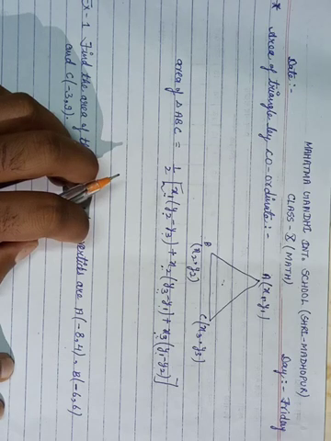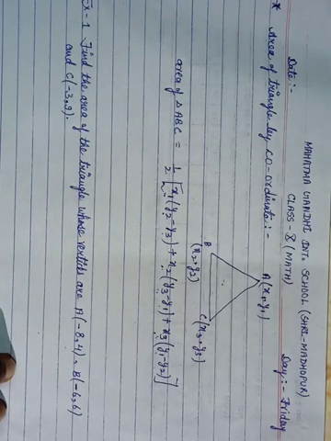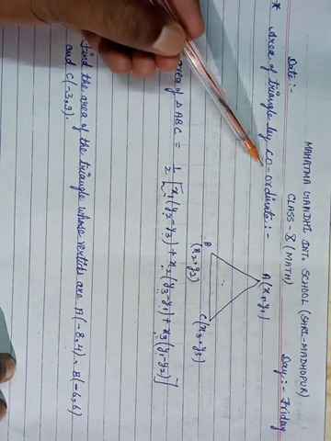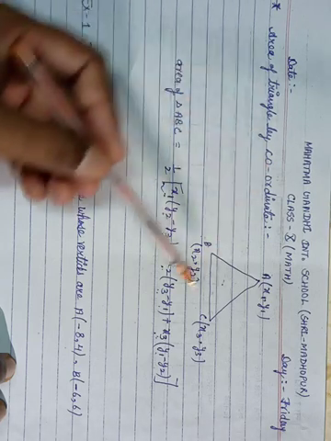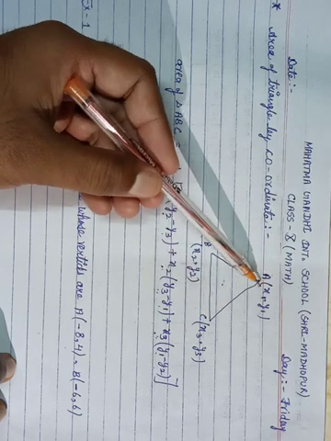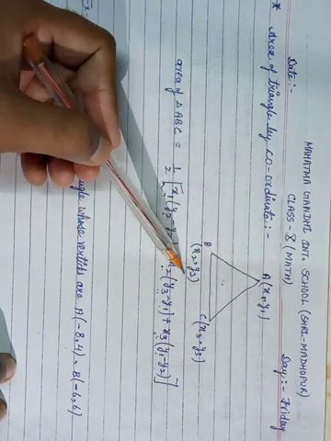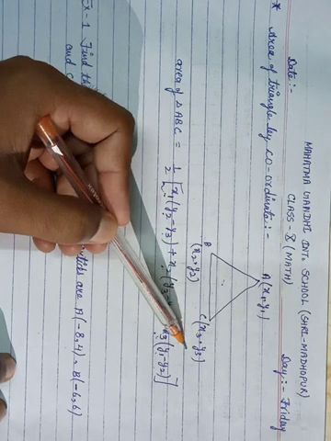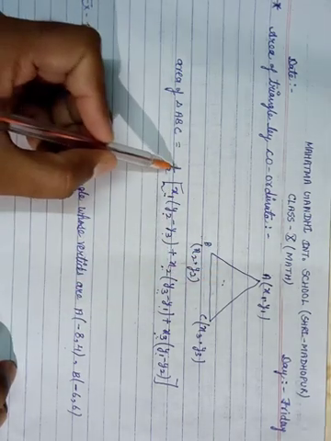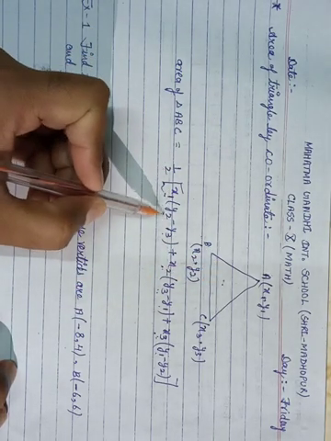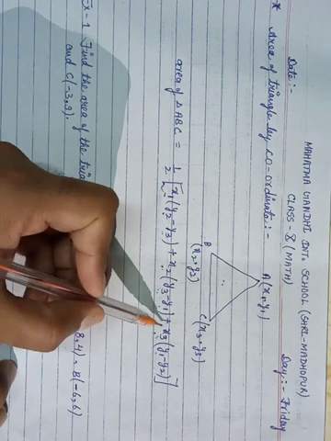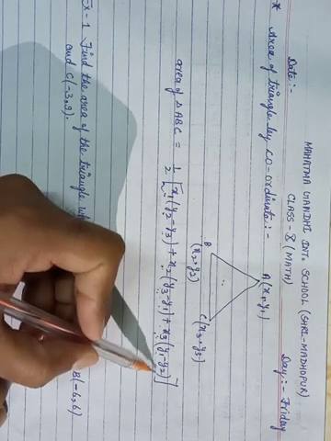Hello students, in this video I will teach you a new topic: how we can find the area of a triangle with the help of its vertex coordinates. Let's assume that we have a triangle ABC whose coordinates are (x1, y1), (x2, y2) and (x3, y3). We will use the formula to find the area of this triangle: 1/2 [x1(y2 - y3) + x2(y3 - y1) + x3(y1 - y2)].